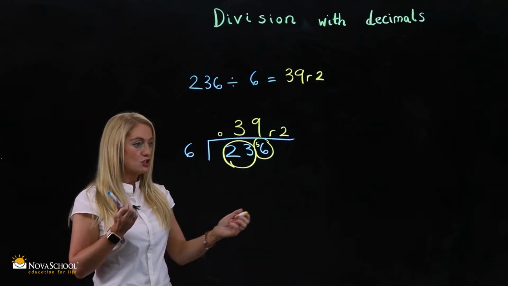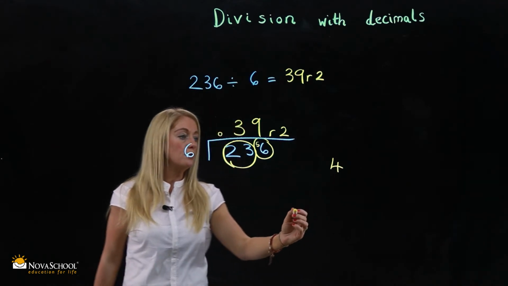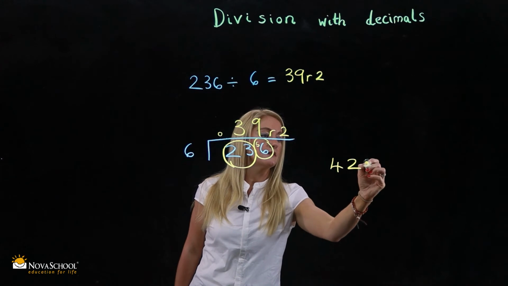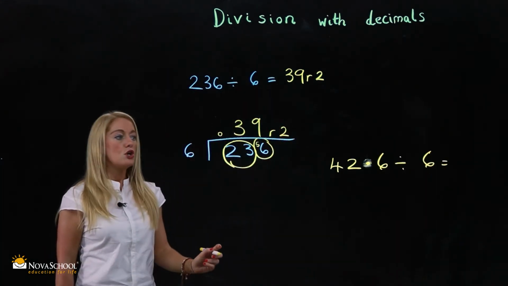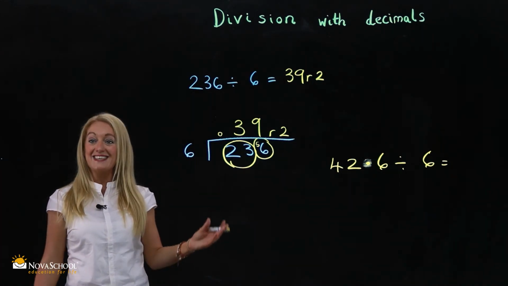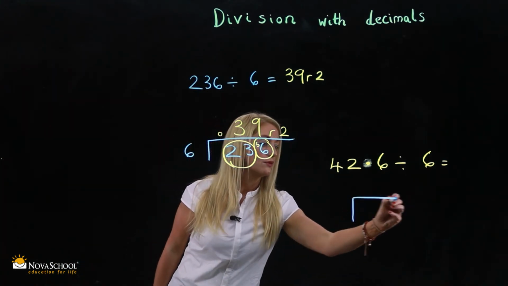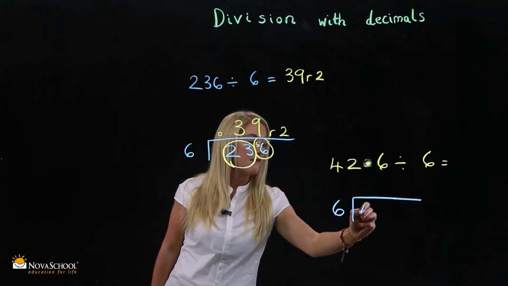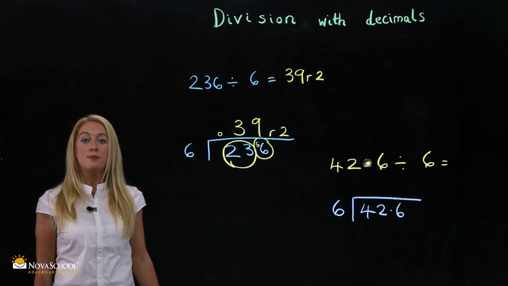Let's have a look at a question. How about 42.6 divided by 6. Okay, so what do we do now? We set it out exactly the same. We draw the bus stop and we pop the number 6 outside and 42.6 inside the bus stop.